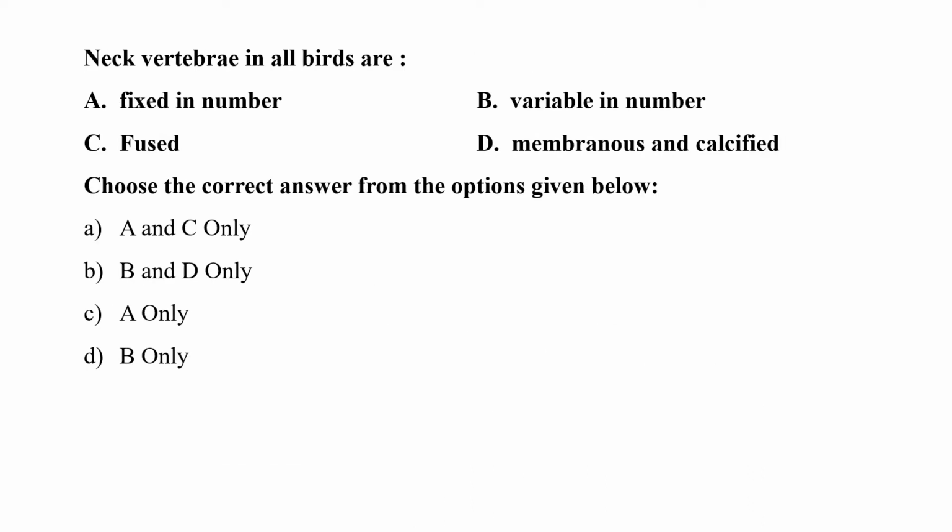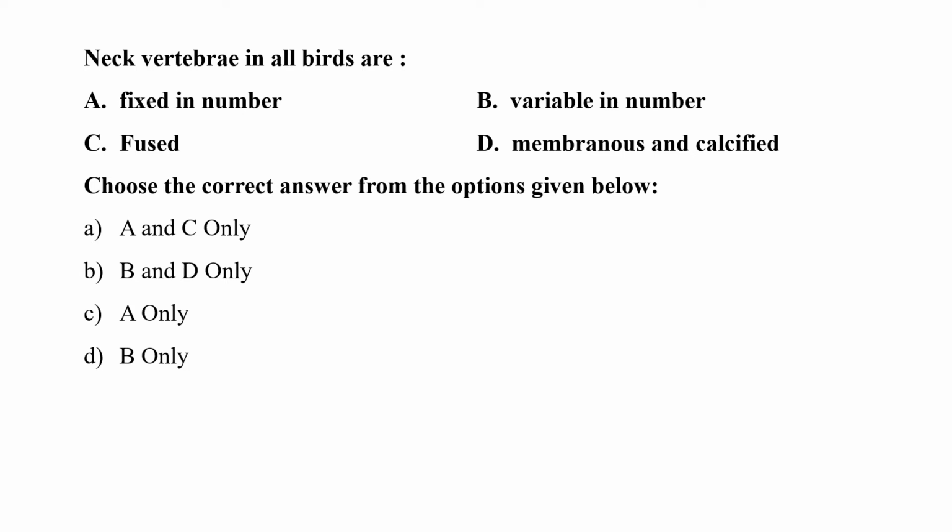Our next question is, neck vertebra in all birds are, and the options are fixed in number, variable in number, fused, membranous and calcified. We have to choose amongst the given options. So, the birds have more neck vertebra than any other animals. The number varies from say 13 to 25. And this makes their neck very flexible so that it can groom its feather and it can go directly from head up to the tail. So in order to provide that flexibility to the neck, they have large number of neck vertebra.